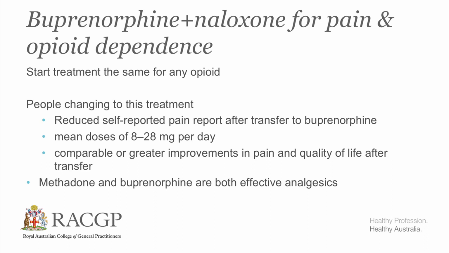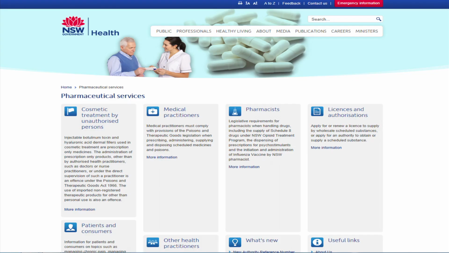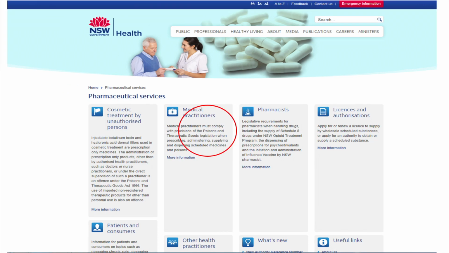Okay, I want to just quickly move through this because I'm aware of the time. This is the Pharmaceutical Services webpage for part of New South Wales Health, and there's some fabulous information on it. Moving on to the next one. If you click onto medical practitioners, click again, move on again.